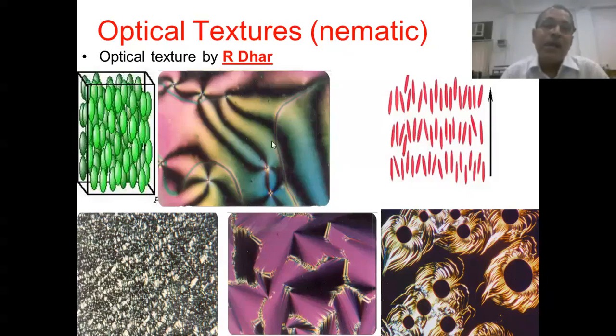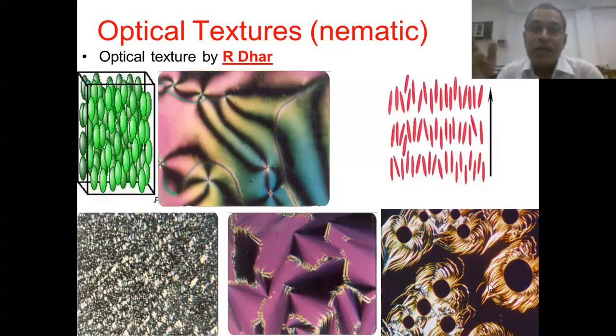In between the cholesteric and isotropic phase, there exists a unique kind of phase called the blue phase. And this is the optical texture of the blue phase. They are called frustrated phases. Similarly, this is a typical texture of the TGB phase. This is another frustrated phase. And as soon as we get the optical textures, we assign them to a particular phase.